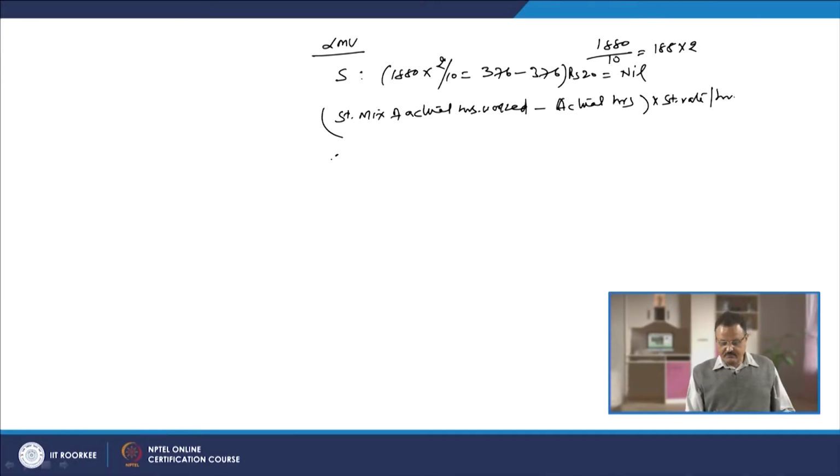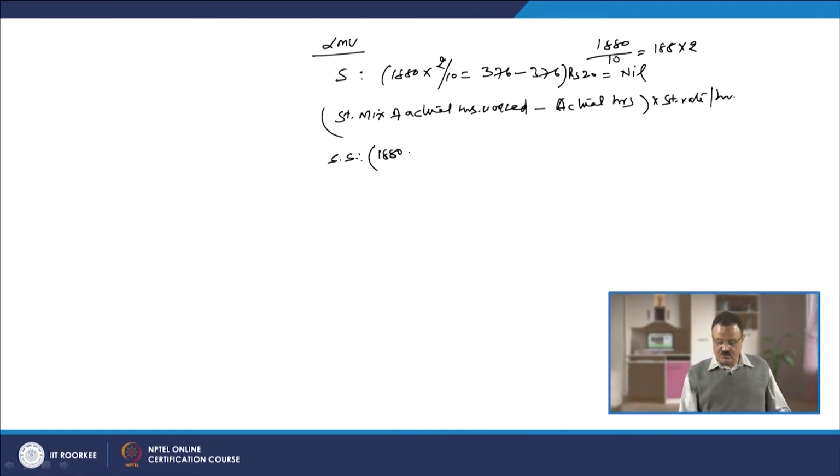So, it means you can say that this variance is 376 minus 376 into 20, which is nil, in case of the skilled category of the workers. Now, we calculate the semi skilled category of workers, and again you have to convert the standard mix of the actual hours worked.